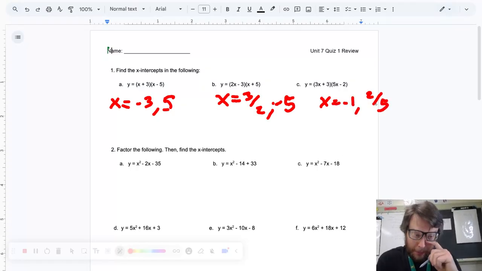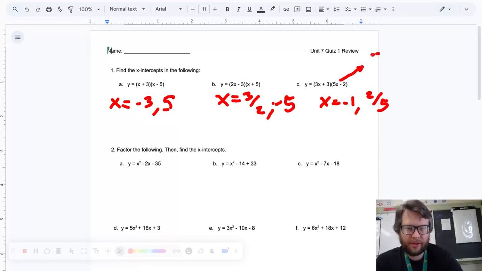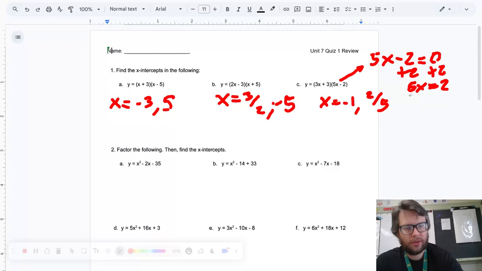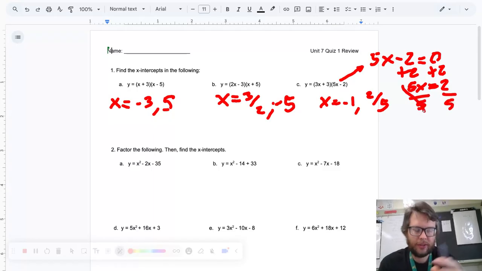If you have a hard time with some of those fractions, just imagine writing down those parentheses equals 0. So 5x minus 2 equals 0. Add 2 to both sides. You know how to solve this equation. We've done it many times before. So 5x equals 2. Divide both sides by 5, and you'll see why I wrote down 2/5.